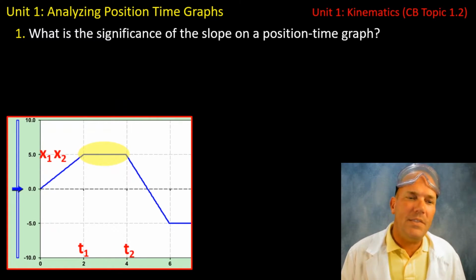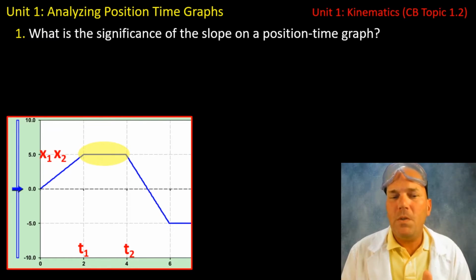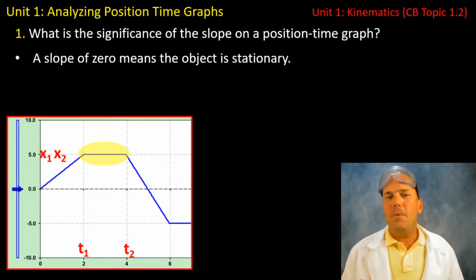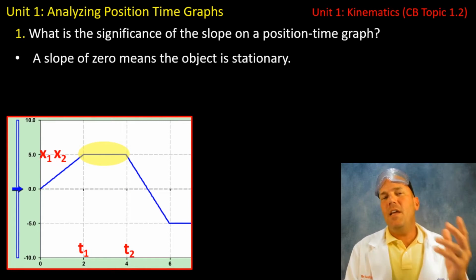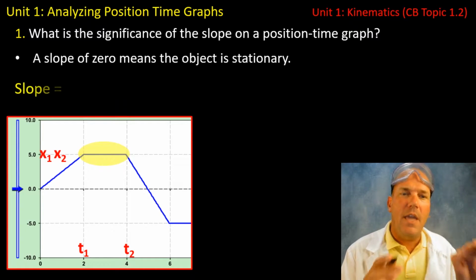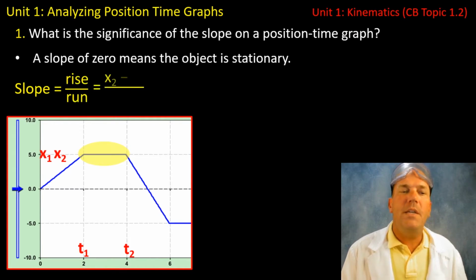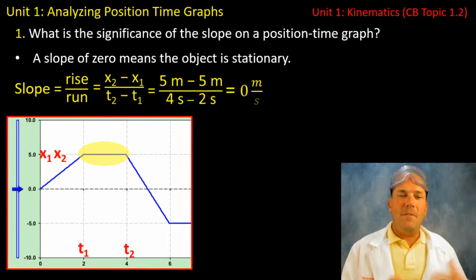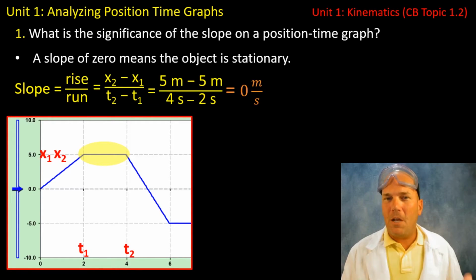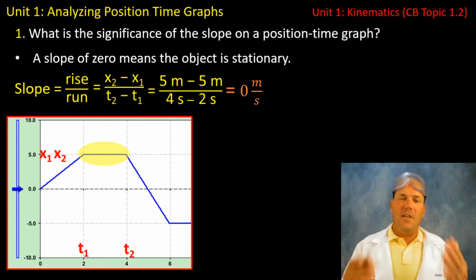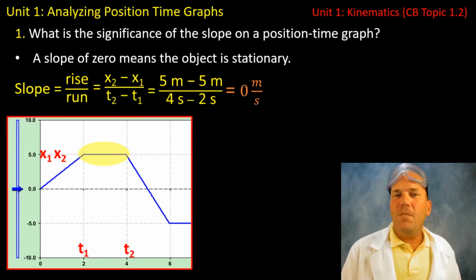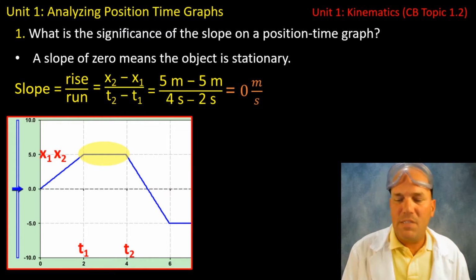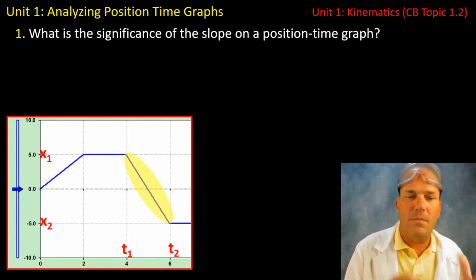Now let's look at the next segment between 2 and 4 seconds. For this section, it is very evident that the slope is 0, which means the object is stationary and not moving. Now, of course, we could calculate the slope to show that 5 minus 5 divided by 2, and having 0 in the numerator, we get 0 for the answer. And indeed, that confirms that the object is stationary and not moving when the slope is 0 on a position as a function of time graph.